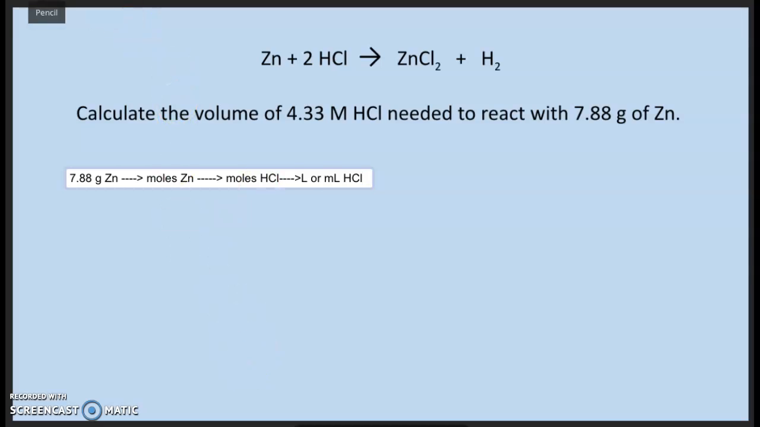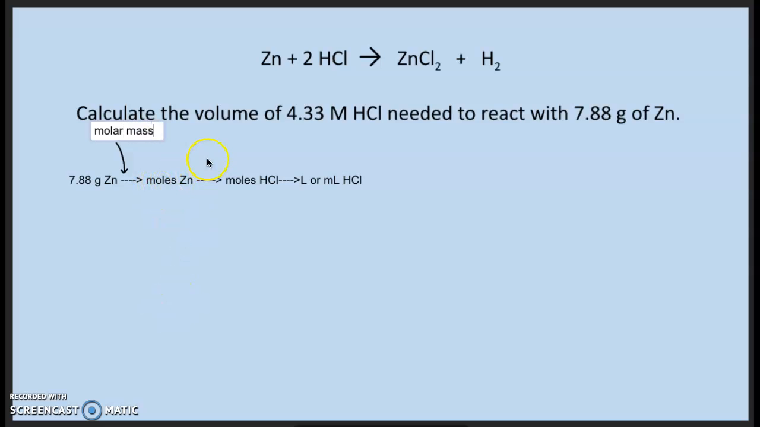And so along the way, we're going to use some tools that we should already know how to use. Molar mass will be used to do that first step. Balanced equation will be used for the second step. And then molarity will be used for the third step.